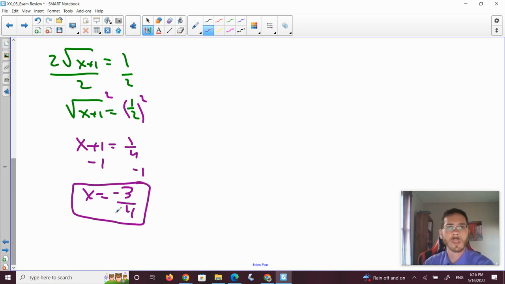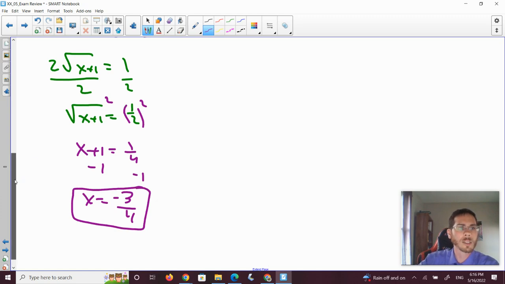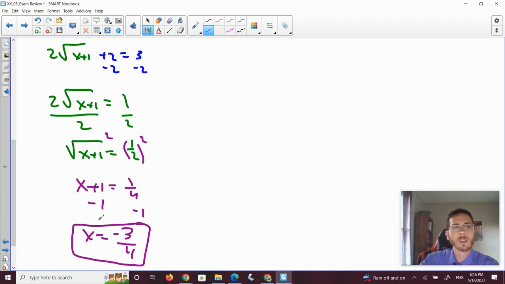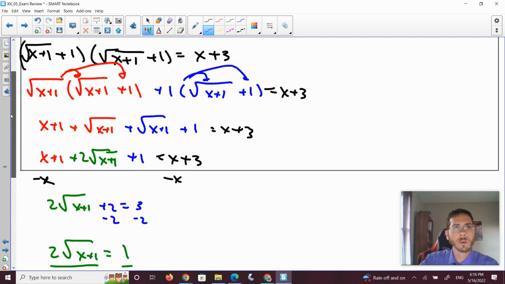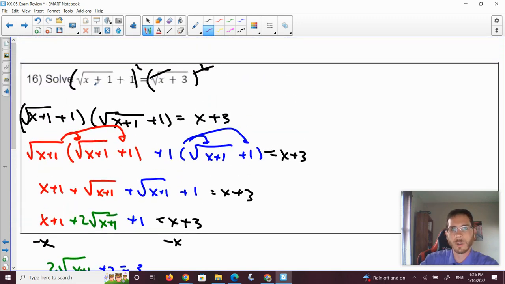All right, a lot of work there. Took a lot of effort to get there, but we got there. We got to the negative 3/4. So what I need to do, though, is make sure that it actually works. So I do need to plug in negative 3/4.